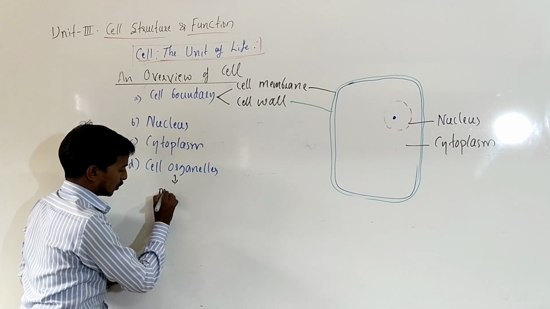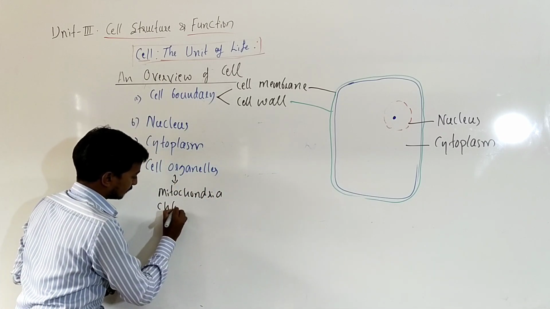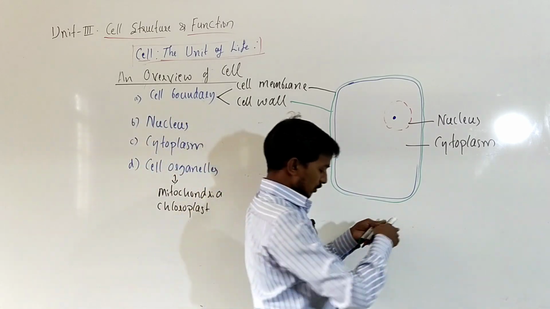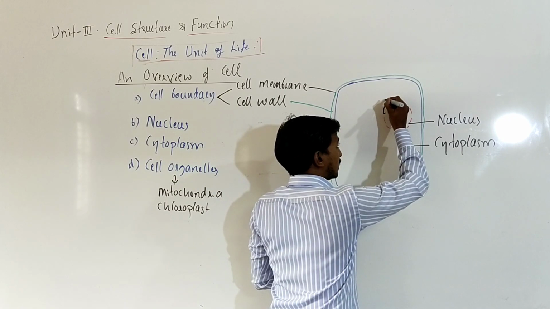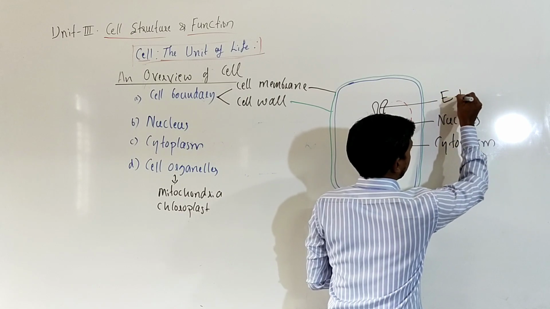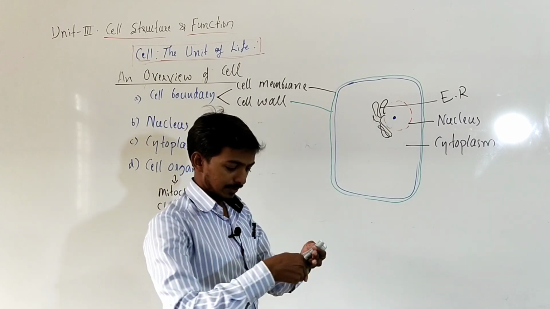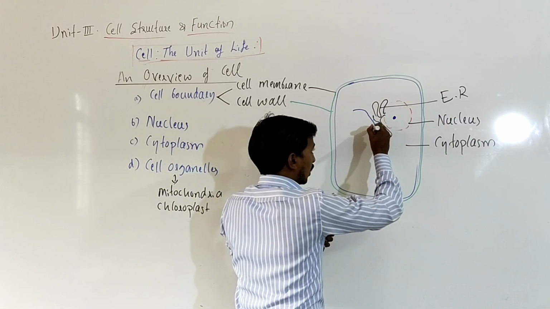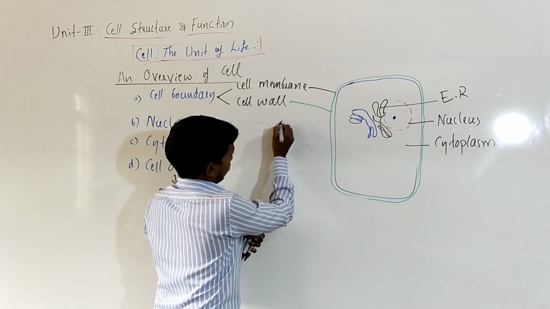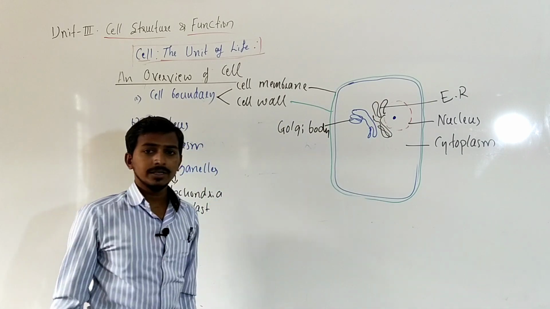Here, one is mitochondria, chloroplast, etc. Better we label them in the diagram. Here, on the nucleus there is a membranous structure that we call the endoplasmic reticulum. And towards the outer side of the endoplasmic reticulum, there is another cell organelle, which is known as the Golgi body.